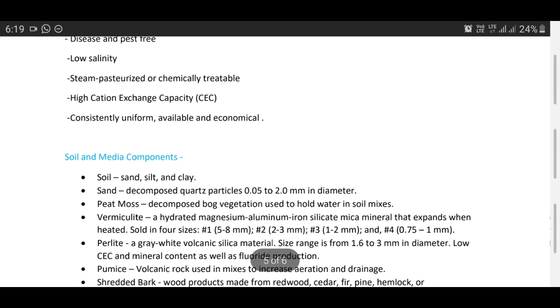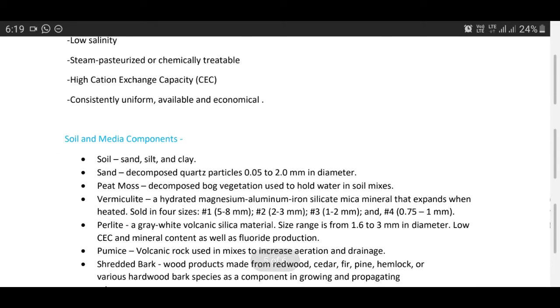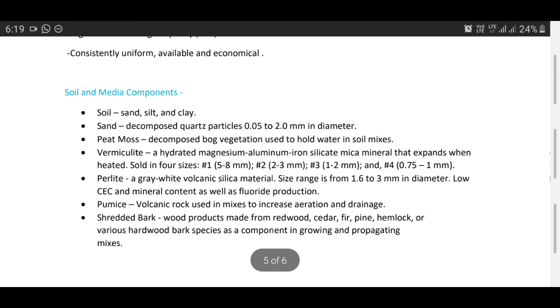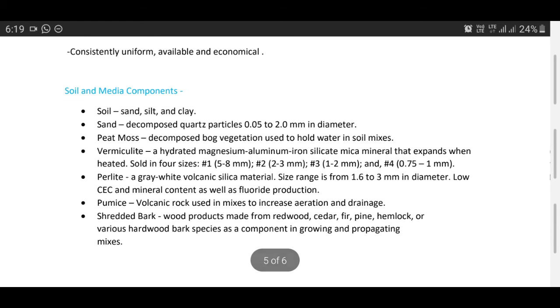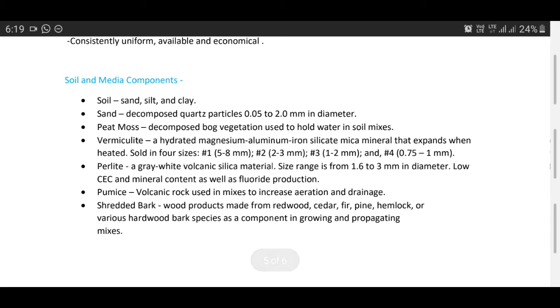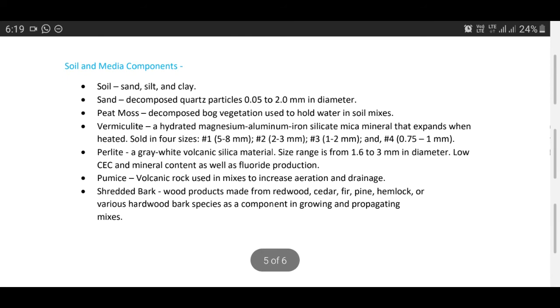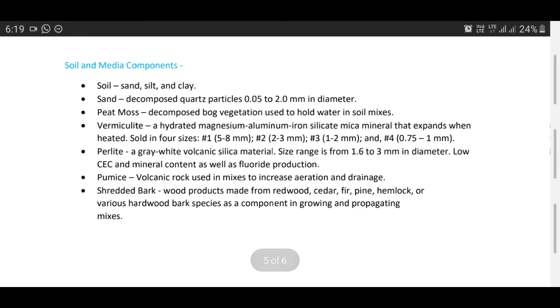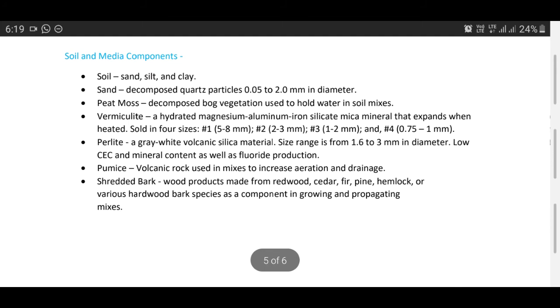Soil media components. What are the components generally used in soil and media? First one is soil. Under soil, sand, silt and clay are the materials generally used for filling the pots. Sand: decomposed quartz particles 0.05 to 2 mm in diameter. Peat moss: decomposed bog vegetation used to hold water in soil mixtures.